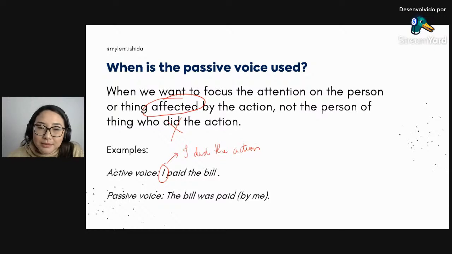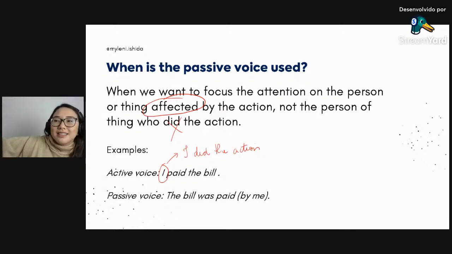The bill was paid. And I can say who did the action, but I put this information that is not so important at the end of the sentence. The bill was paid. Who paid the bill? It doesn't matter, okay? Or it doesn't matter because I don't want to say, or sometimes I say, but I put it at the end, it's not the most important information. The most important information in the passive voice is that the bill was paid. What happened is important, not who did.